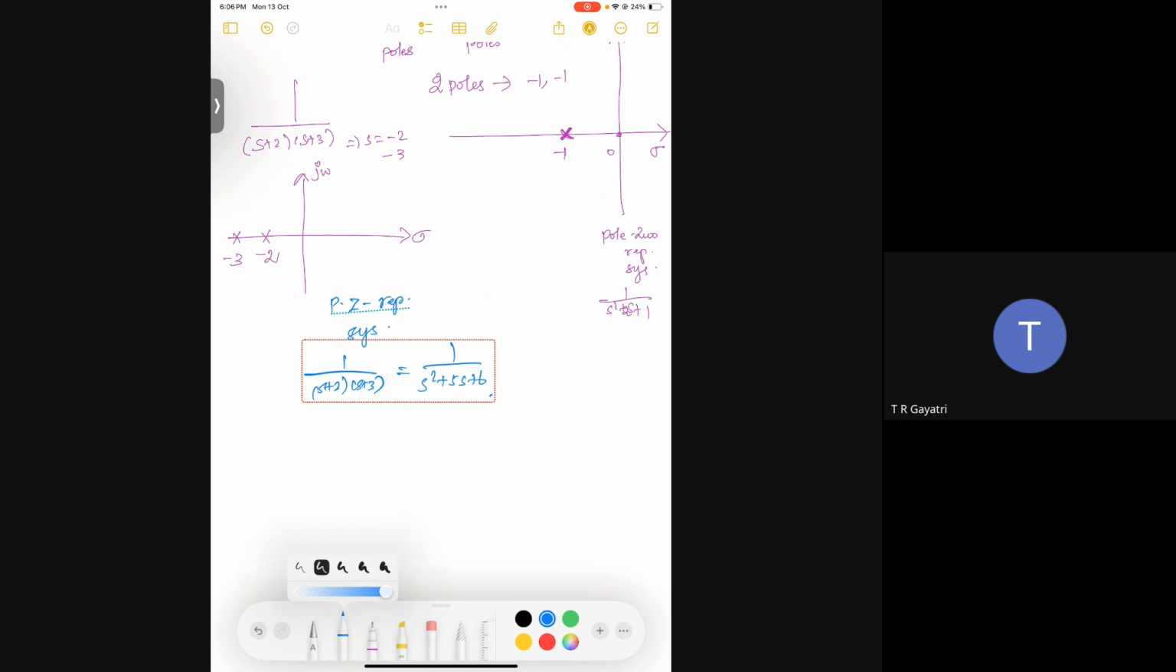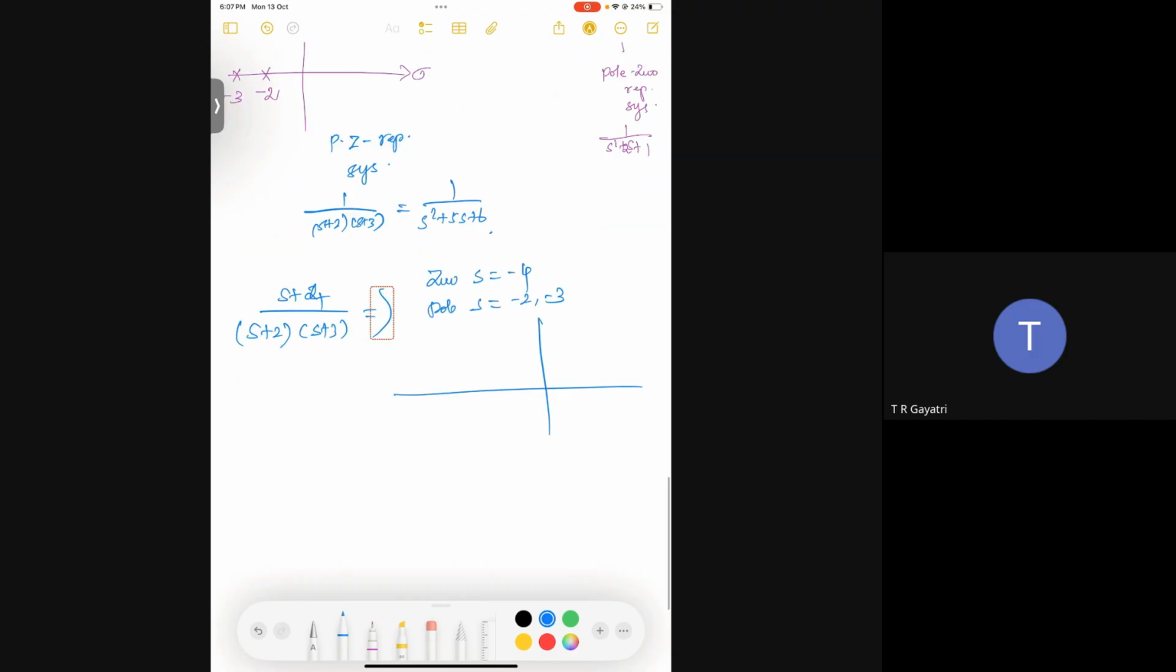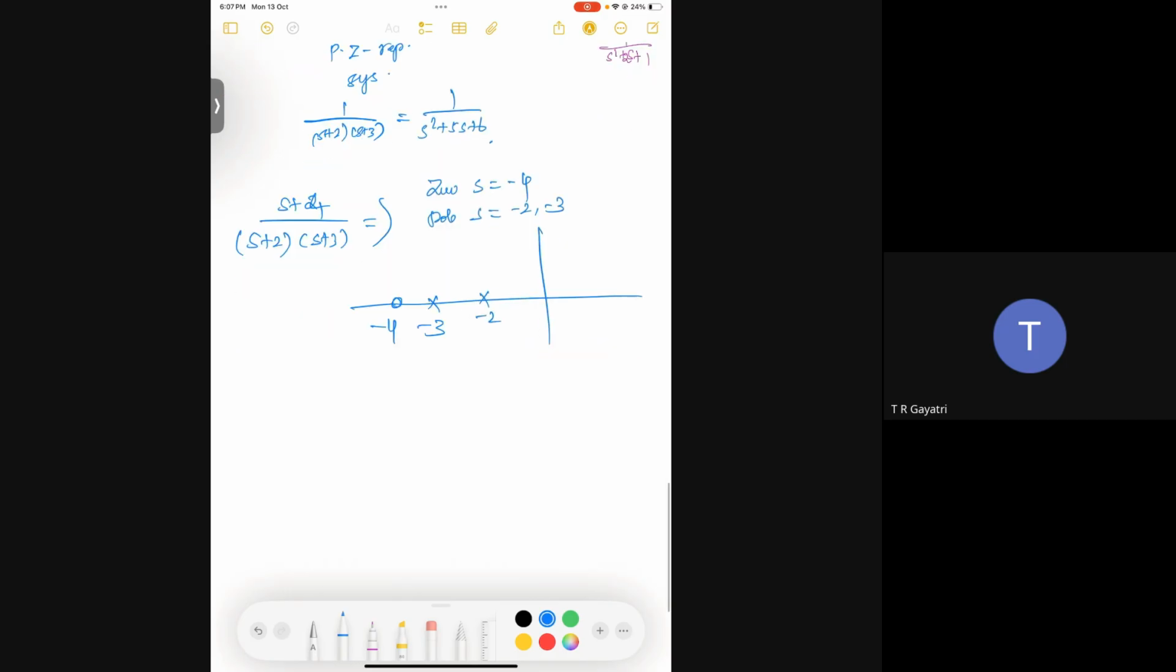Now I am going to consider one zero also. For example, the same system, I am considering s plus 4 in the numerator, over (s plus 2)(s plus 3). Then the zero will be at s equal to minus 4, and the poles will be at s equal to minus 2 and minus 3. So how do I write this? The poles are minus 2 and minus 3, and the zero is represented with a 0 at minus 4. So this is the distinguished version.